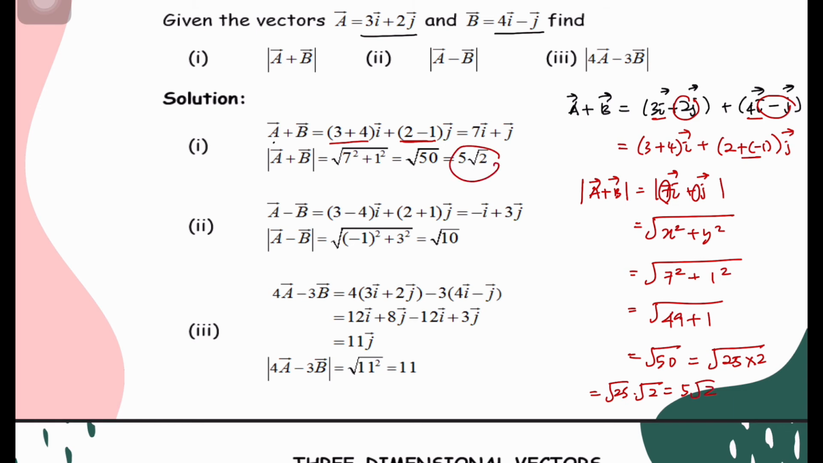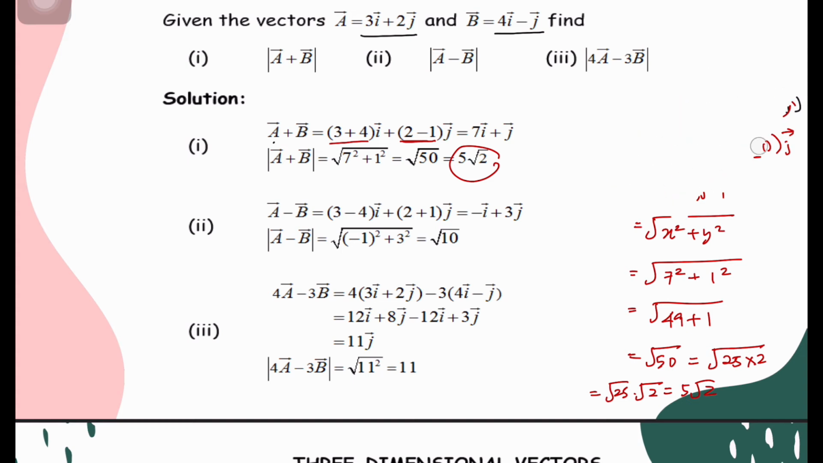Okay, so let's see question number 2. Question number 2 asks you to find the magnitude of A minus B. So it's the same case here.